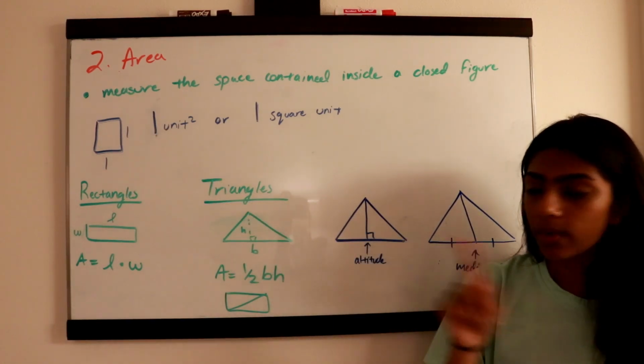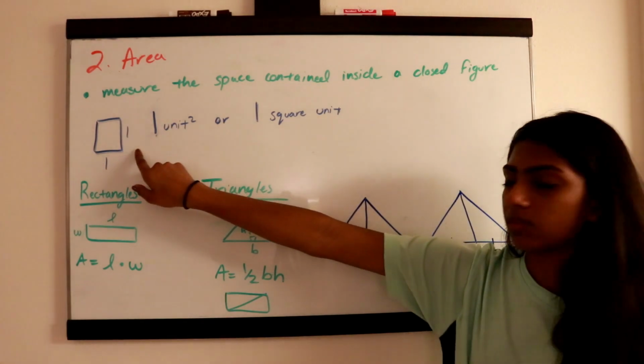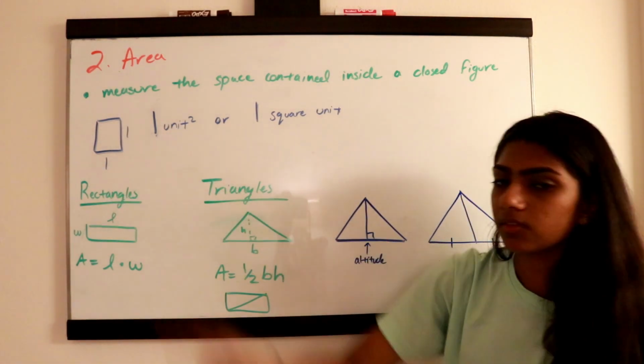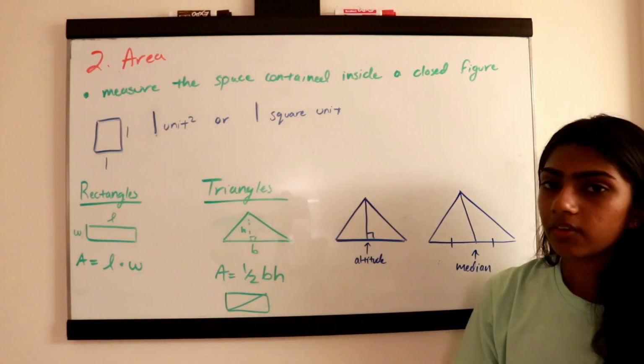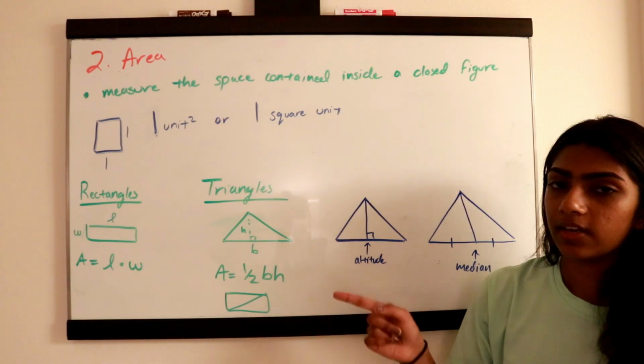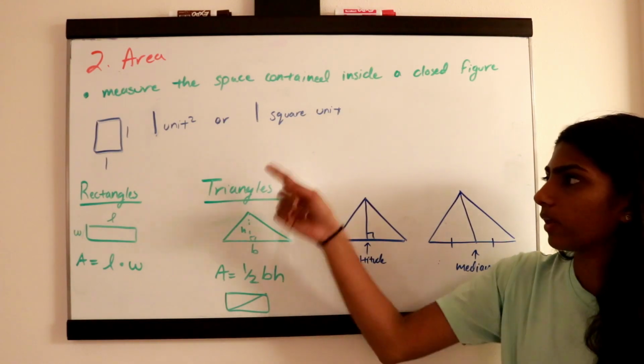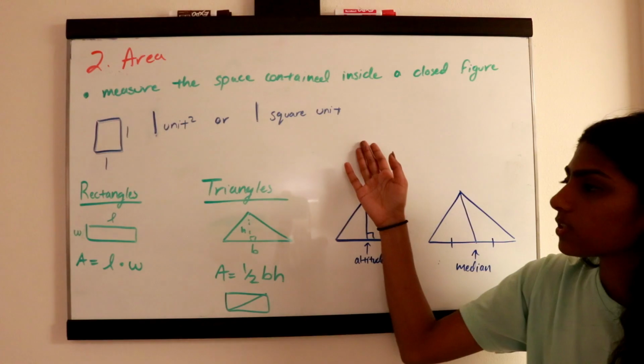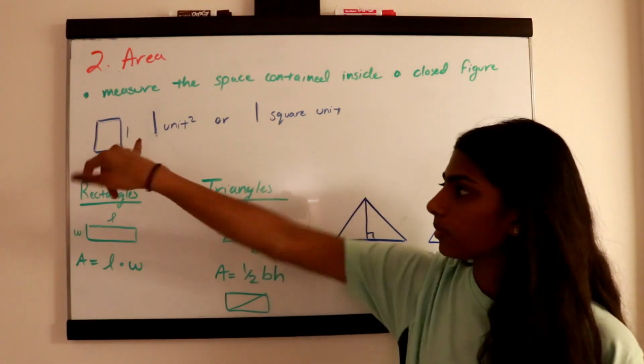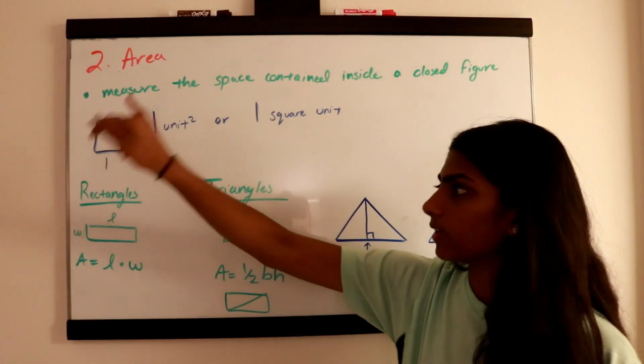Here we have a square, and one side is 1 unit long and the other side is another unit long. So together we'd say that this square has an area of 1 unit squared, or 1 square unit. So notice how we got the area. We multiplied one side by the other side.